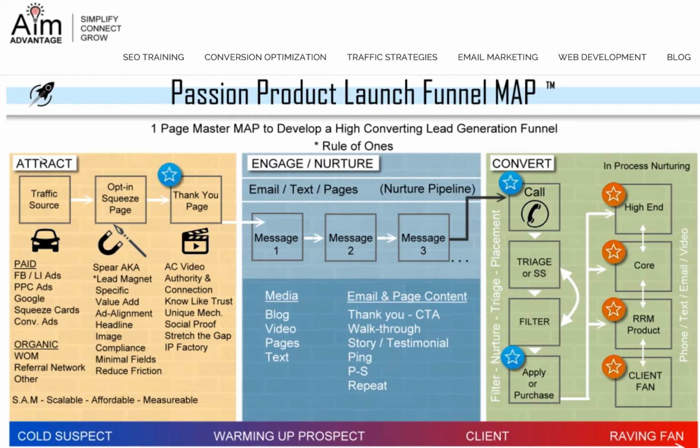The attract lane usually has three specific pieces. There's a traffic source, there's an opt-in or squeeze page, and then there's a thank you page. All right, and you'll notice these stars on here. These just mean there are specific conversions that have happened. So these are lead conversions, these are prospect to client conversions, and these are purchase conversions. So let's check out the traffic sources.